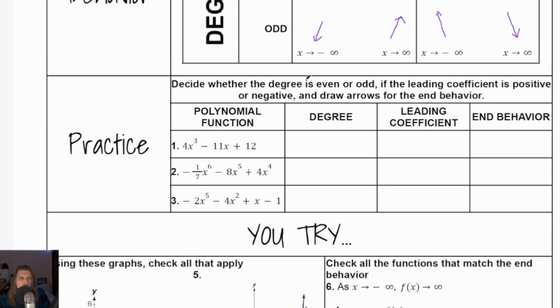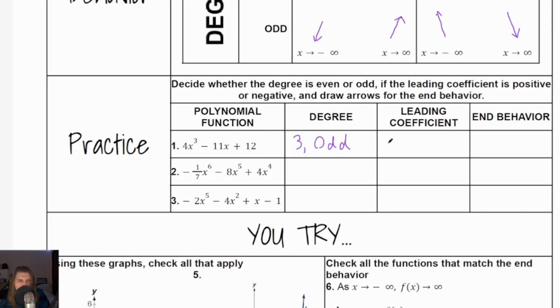So for practice, we're going to decide whether the degree is even or odd, whether the leading coefficient is positive or negative, and we're going to draw arrows for the end behavior. So this one, the degree is 3, and this is in standard form. So we have a degree of 3, which is odd.